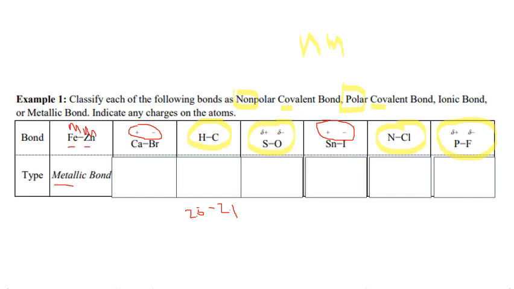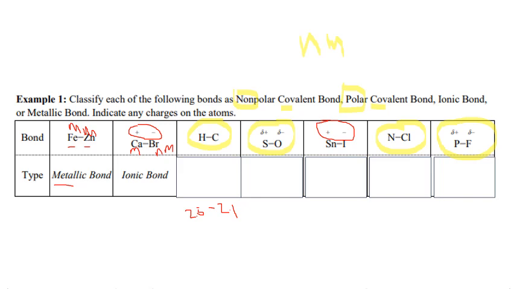Metal, metal is always a metallic bond. We know because on the periodic table, they're both metals. This one here, with calcium and bromine, a positive and a negative, is a metal and a non-metal. Again, looking at the periodic table, that is ionic. Anytime we have a metal and a non-metal, that's going to be ionic.